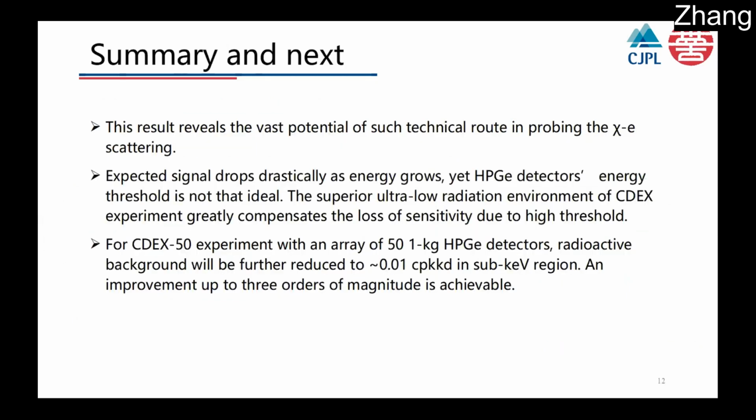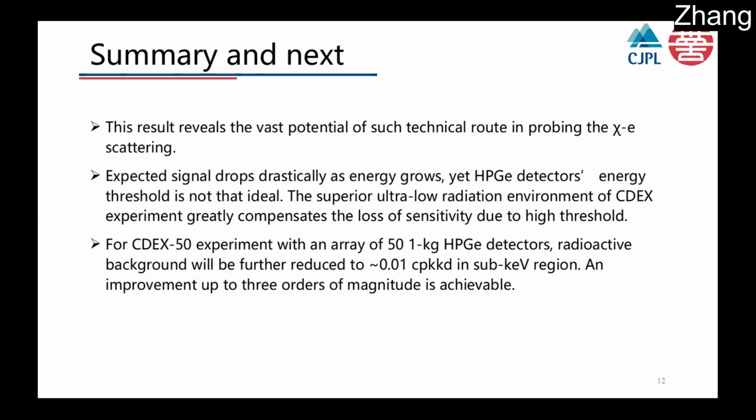And to sum everything up, I'll just wrap it up. This result reveals the vast potential of this technical route, that is, probing dark matter-electron interaction with high purity germanium detectors. And here's a little question you may ask: as we can see in the predicted spectrum calculated by XCDM a couple of pages ago, the expected signal drops drastically as energy grows. But our high purity germanium detectors have an energy threshold that is not that ideal.